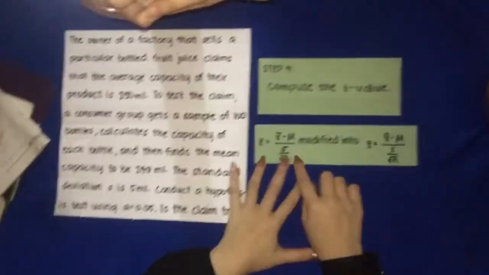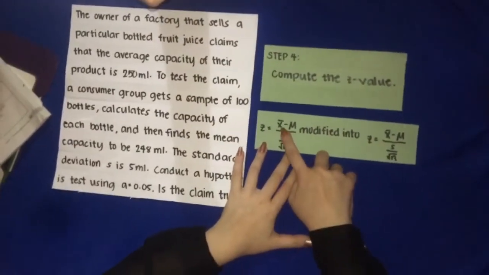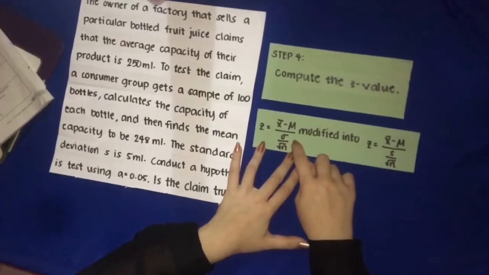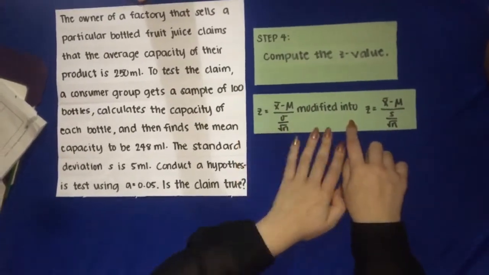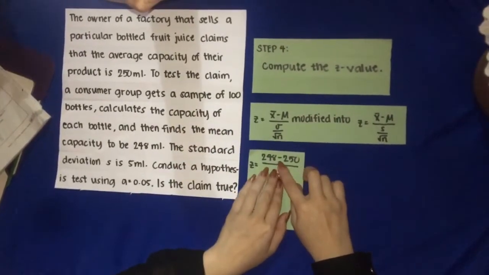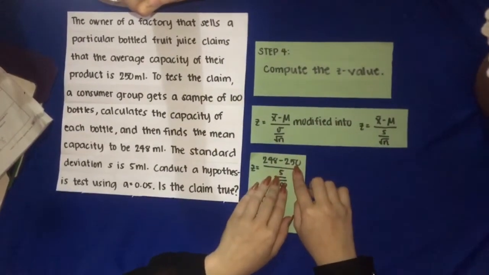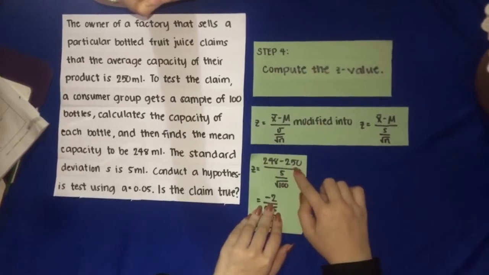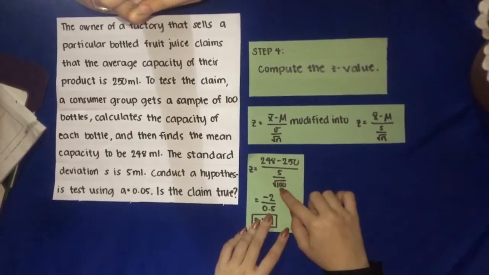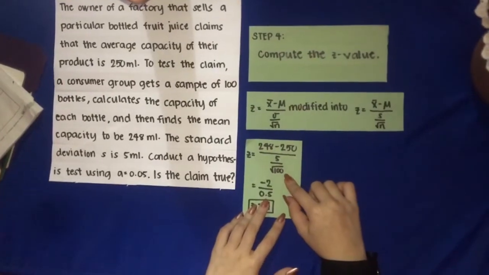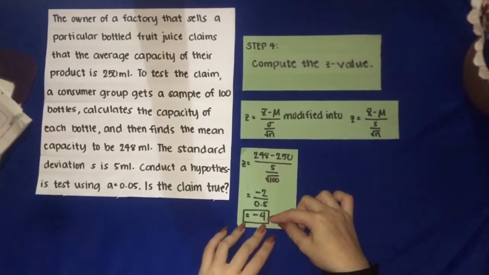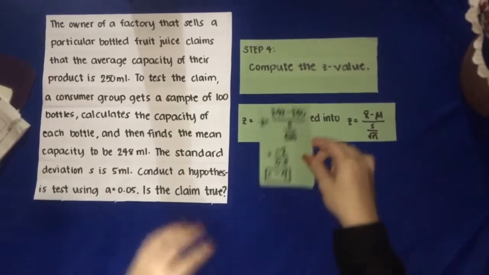Step 4. The formula that we will be using is the mean minus the population mean over the standard deviation divided by the square root of n. To substitute the variables, 248 minus 250 would be negative 2. Our standard deviation is 5 divided by the square root of 100, and that would be 0.5. To sum it up, it would be equal to negative 4.